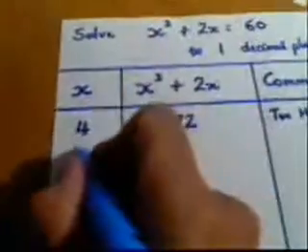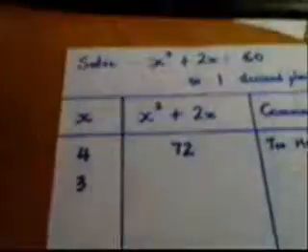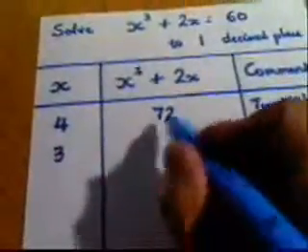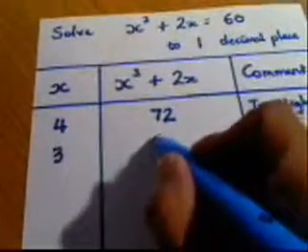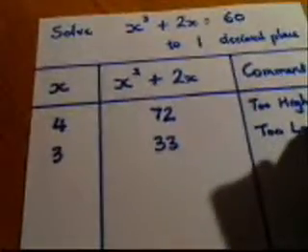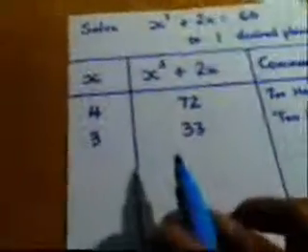So just like I did with the earlier examples, I'm now going to try the whole number beneath that, and that's going to be 3. And so I do 3 cubed, which is 27, plus 2 lots of 3, which is 6, gives me 33. But don't forget, use your calculator, and you certainly will need to in this example here.